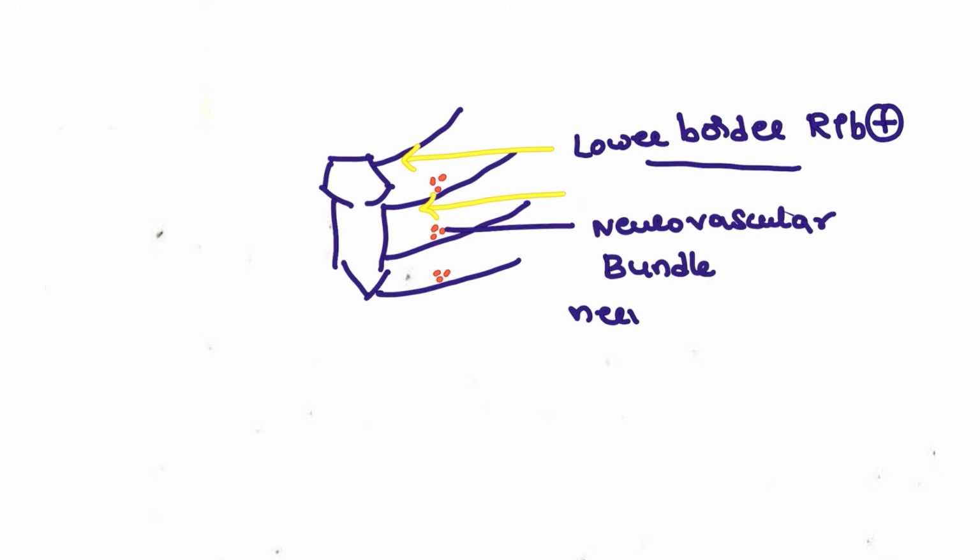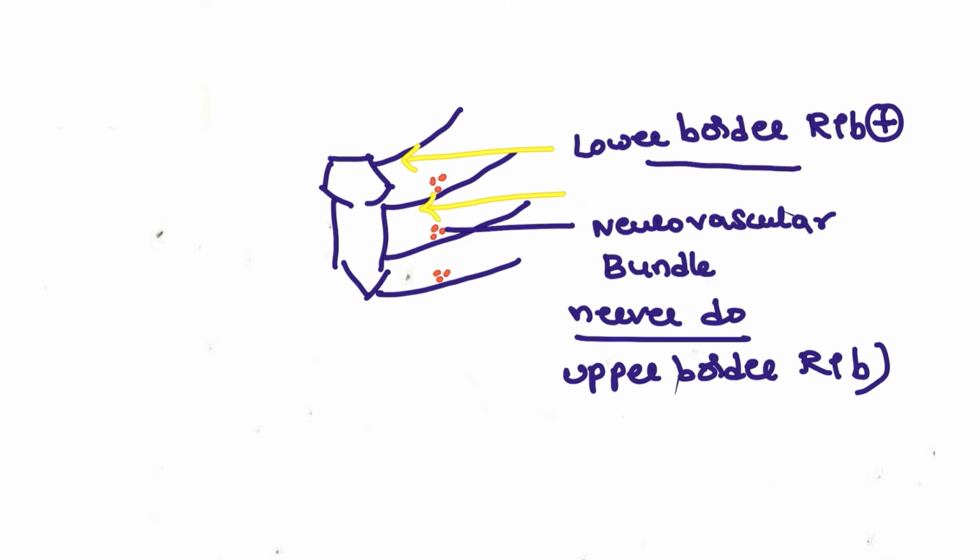Never do it at the other site. Which is the site, guys? That is the upper border of the rib. We should not do it. Why? Because of the presence of the neurovascular bundle. That's why we should not be doing it here.